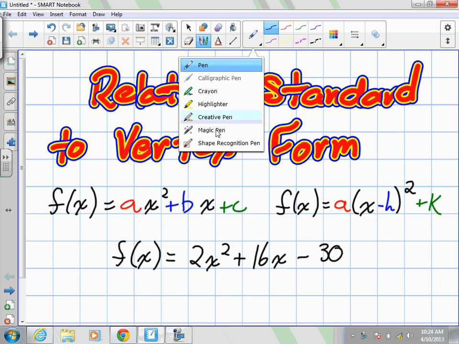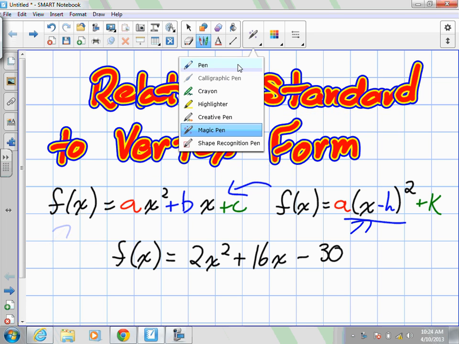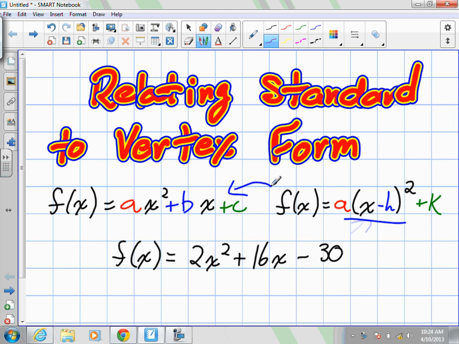Okay, we're going to work on relating standard to vertex form. So we have our standard and our vertex form. Yesterday we talked about how we can change vertex into standard form. What process was that? Anyone remember? The distribution. Distribution, or otherwise known as expanding. Okay?